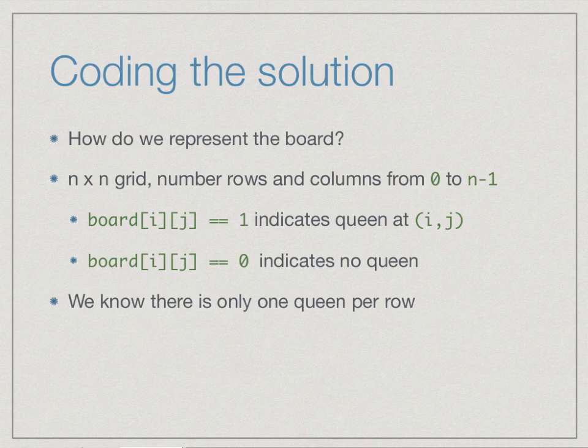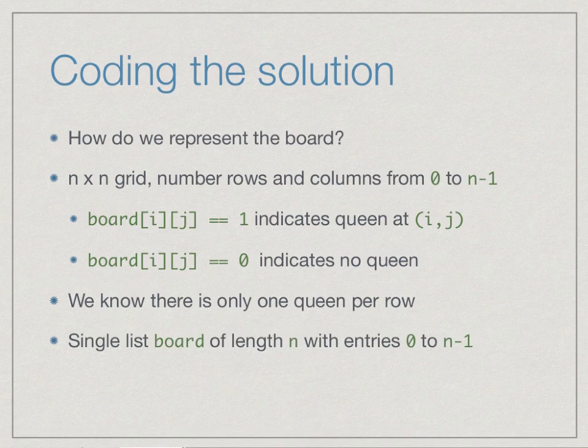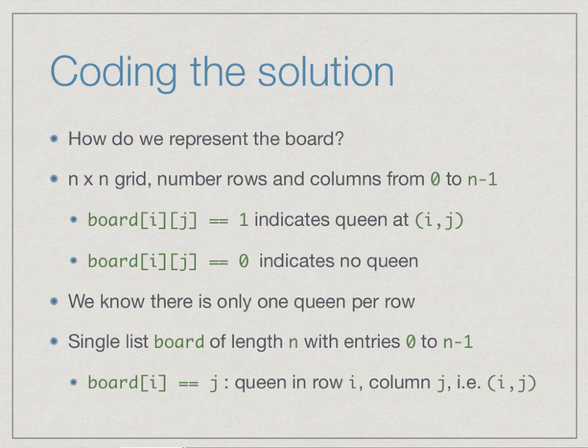Of course, we also know that there is only one queen per row. So this particular structure, though it has n into n, that is n squared entries, will only actually have n ones at any given time. So we can optimize this slightly by just having a single list with entries 0 to n minus 1, where the ith entry corresponds to the ith row and we record the column number. So if board[i] is equal to j, it means that in row i, the queen is at column j. So the queen is at position i comma j.